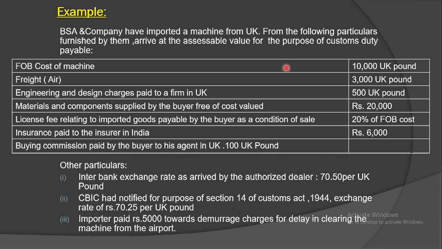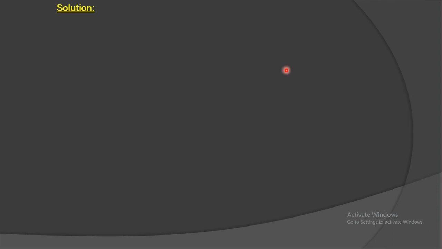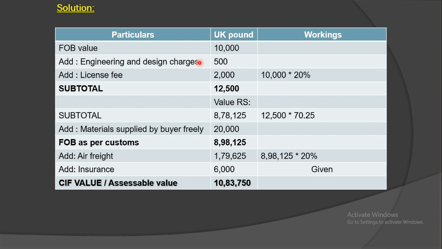Others we will add. So let's come to the calculation. Our FOB value is 10,000 UK pounds. We will add engineering charges 500 and license fee 20% of FOB value, that is 2,000. So 12,500 UK pounds is our FOB value, and we will convert this into rupees by applying the CBIC rate, that is 17 rupees 25 paisa. And we will add the free material supplied by the buyer to the seller, 20,000. Now 8,98,125 is our FOB value as per custom.